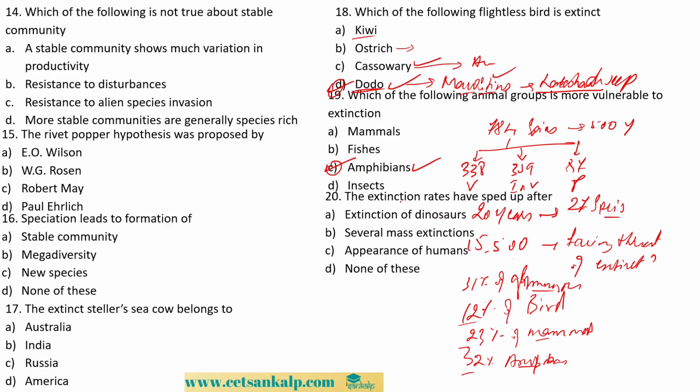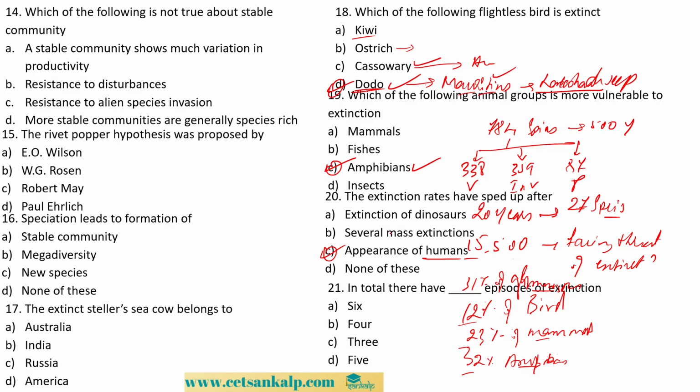Now next one, the extinction rates have sped up after the extinction of dinosaurs, several mass extinctions, appearance of humans, none of this. The answer is appearance of humans. They say it is a funny reason, but actually it is true also, because of anthropogenic activity. The extinction rate has increased around 100 to 1000 times.